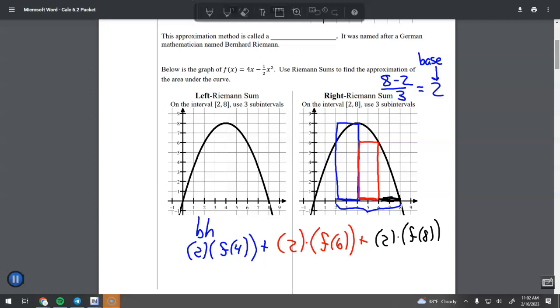So that's the right hand sum. I just want to make sure, am I okay just putting this? And then you plug in 4 multiplied by 2, you plug in 6 multiplied by 2. Is that good? Bowman's the only one giving me thumbs up there. Okay, now I got it.